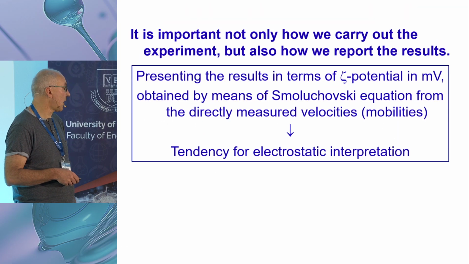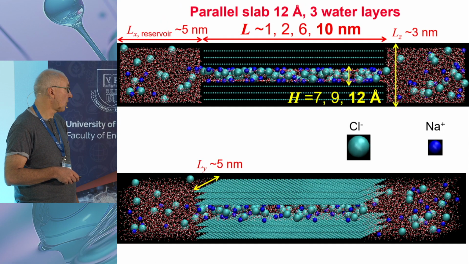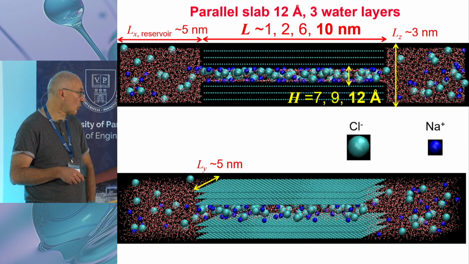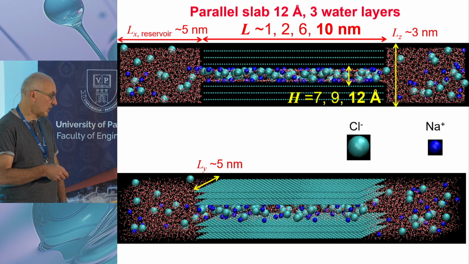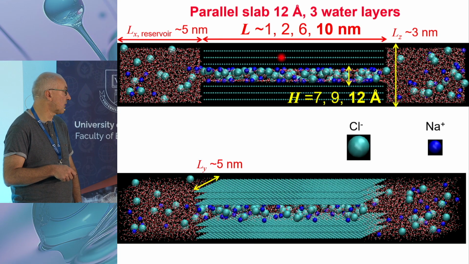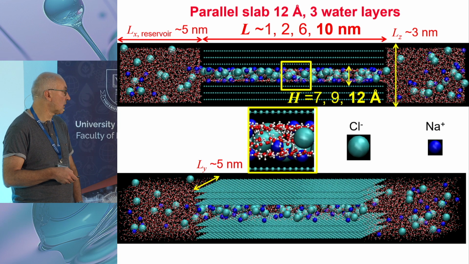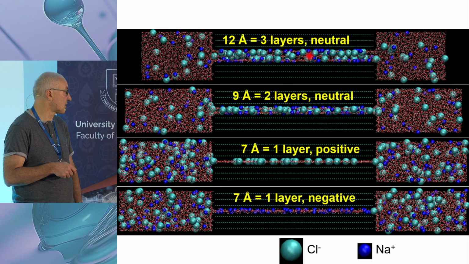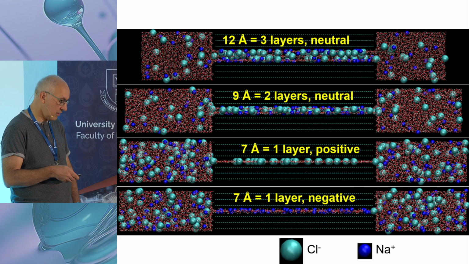So I think I'm running out of time, so I will probably skip many slides, and I will just show that currently we are studying the adsorption and flow through graphene-based nanopores. We study different nanopores with different heights, with different lengths, and the behavior really differs. It can be like 7, 9, 12 angstrom height. It can generate several layers of water and ions.